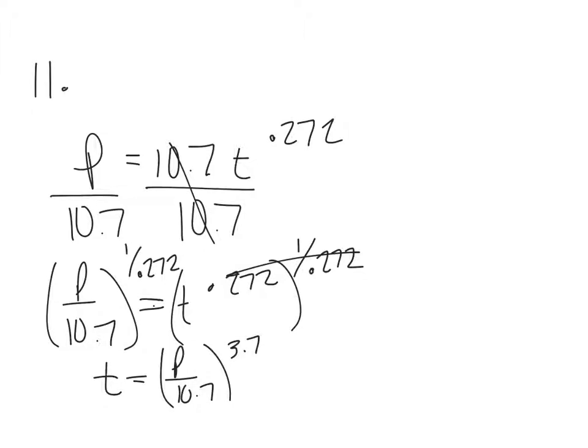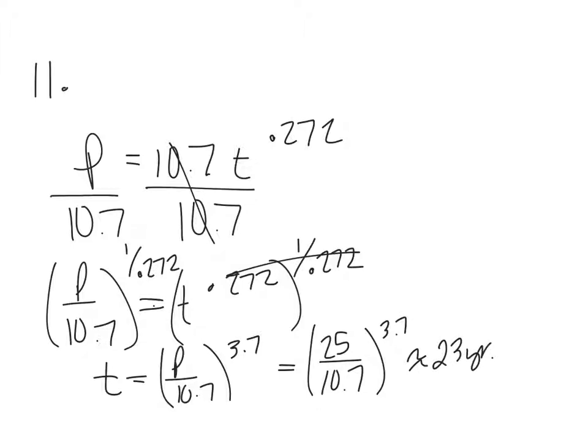So when are ticket prices going to reach an average of $25? 25 over 10.7 raised to the 3.7. 25 divided by 10.7 equals caret 3.7. I get about 23 years. So that would be past 1995, about year 2018. Cool.